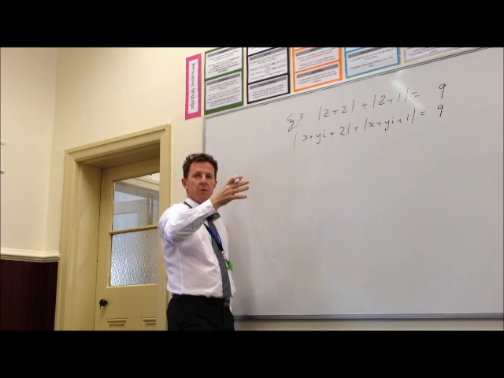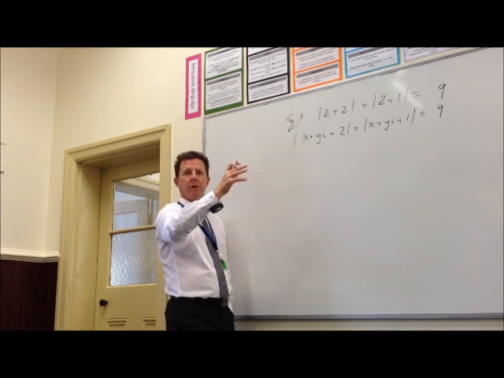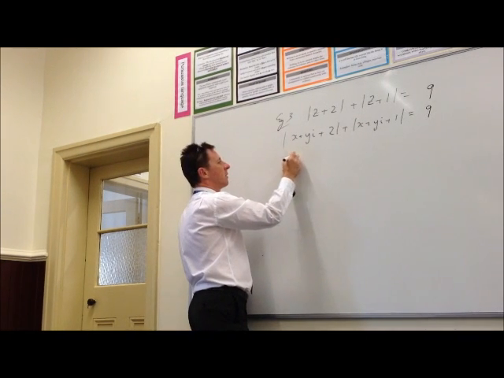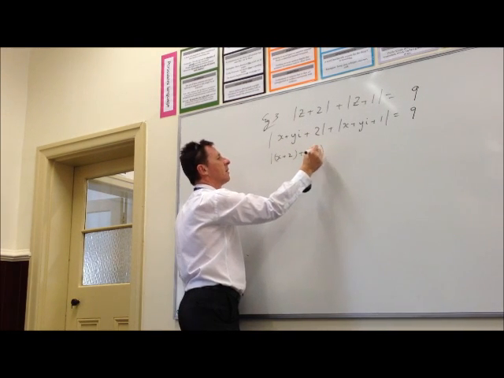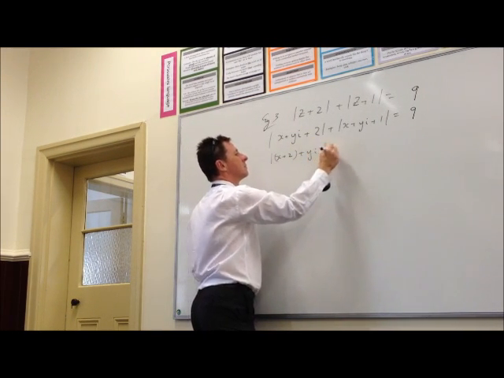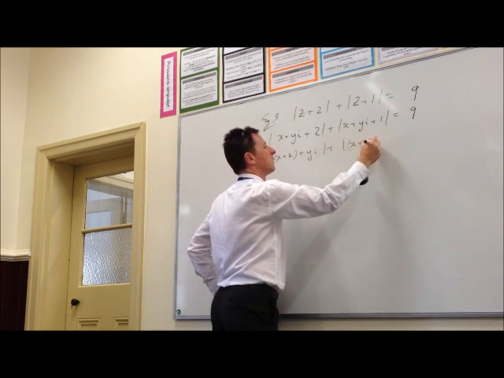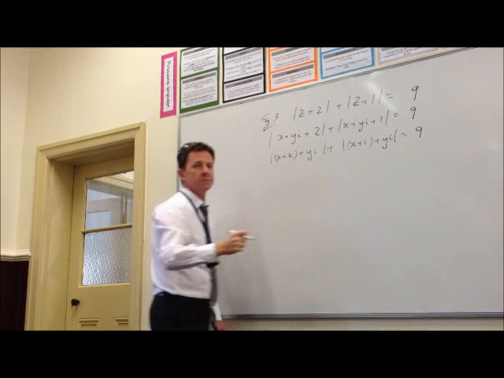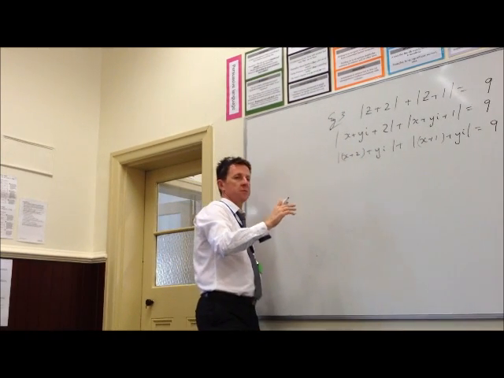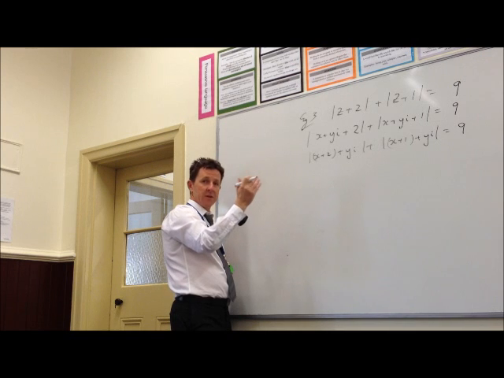Step 2, partner people. Real, real, imaginary, imaginary. Modulus of x plus 2 plus yi, plus modulus of x plus 1 plus yi, equals 9. Please just yell out once you've lost. We've partnered.